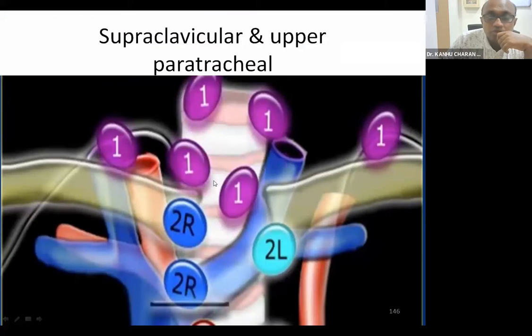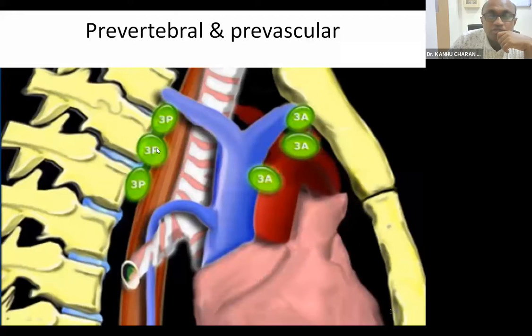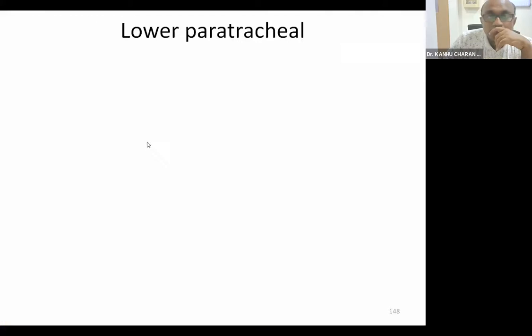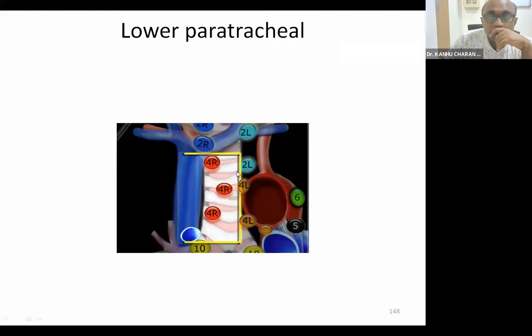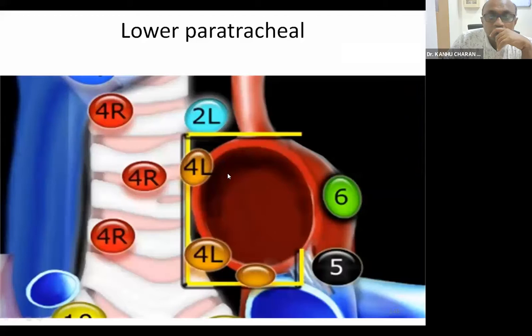So this is the supraclavicular paratracheal. This is the prevascular. 3 is the prevascular. This is the prevascular, the 3A. 3B is the prevertebral. Lower paratracheal is the 4 group around the aortic arch. This is the 4 group. Lower paratracheal, the boundary is from the upper border of the aorta to the lower border of the aorta.